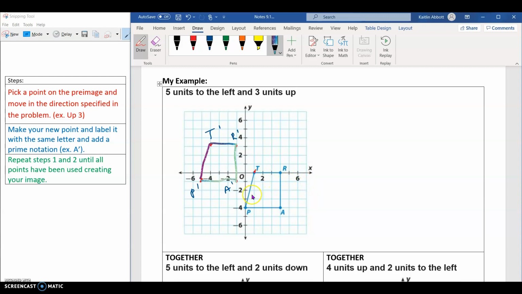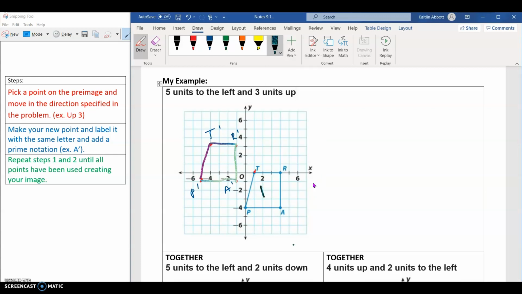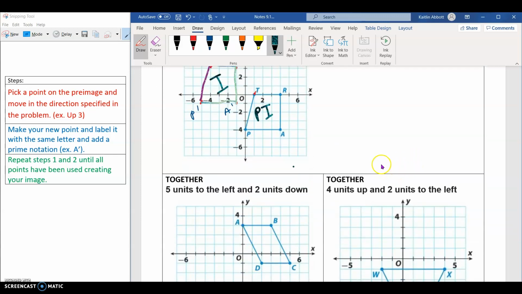So this is my, pick another fancy pen. This is my image. And this one is my, oh, Mrs. Abbott, you messed up. You did it backwards. I did it backwards, guys. This one is the pre-image because it came first. This is the image. That's what I meant. There we go. Pre-image, image, and that's all we're doing today.